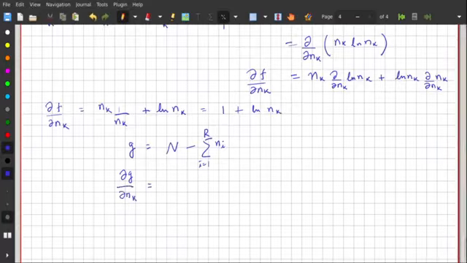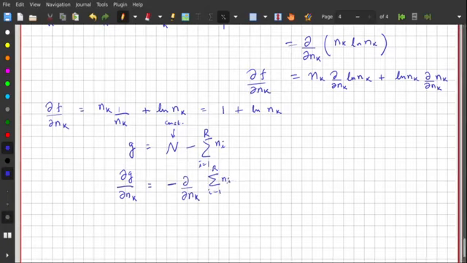Okay, so if you see this, the derivative of n is 0, because n is constant, remember, because we are dealing with an isolated system. So this will become minus the derivative with respect to nk of the sum i equals 1 to r of n sub i, and the only term that will contribute is the kth term.